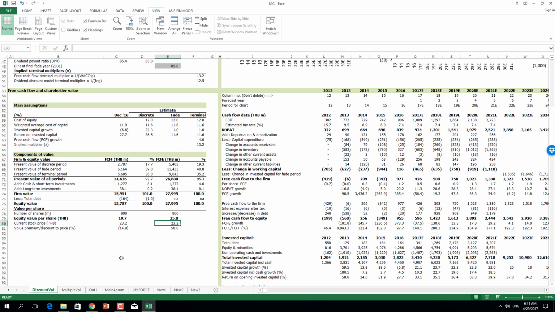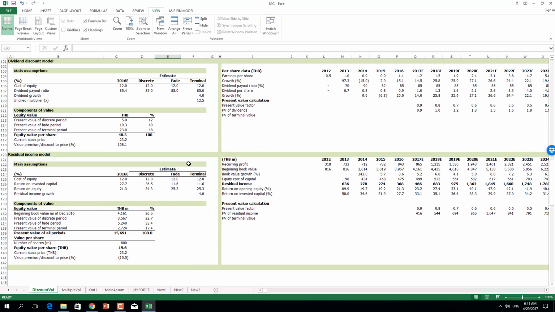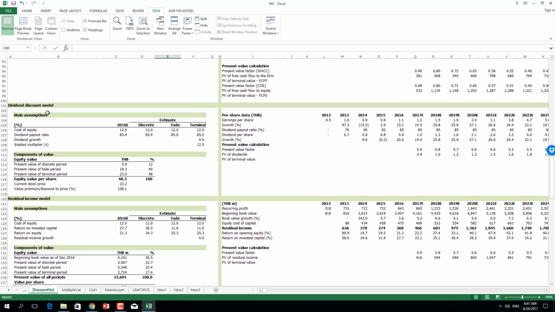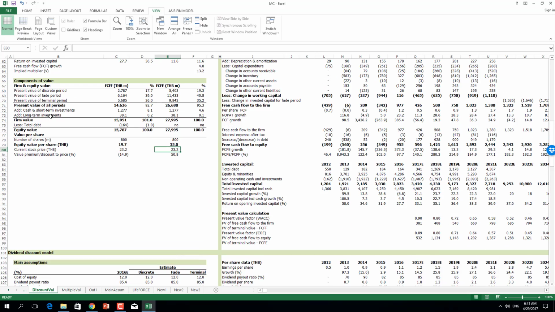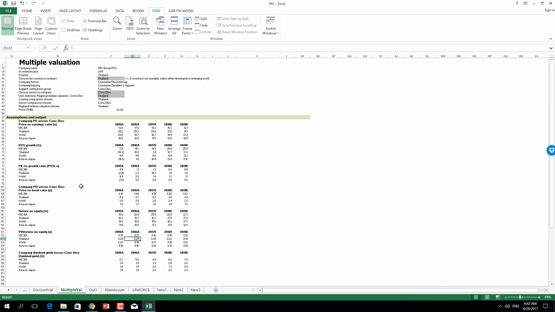The next thing below is the dividend discount model, and if we use a residual income model, we can see that here. We can add in other models over time, but really, dividend discount and free cash flow are pretty much the main models we want to look at. Truthfully, most people use relative valuation when they value a company, and so this is the valuation area.